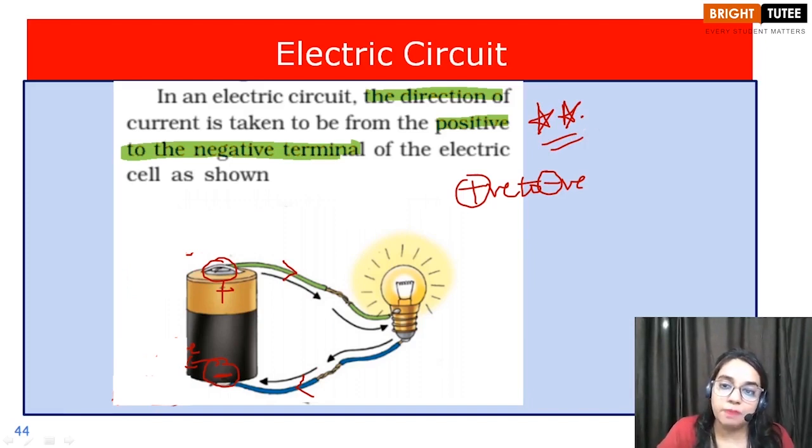So children, if it comes as a 1 marker, you will just have to write that the conventional direction of current is taken from positive to the negative terminal. Whereas if it comes as a 2 marker question, then children, you will have to give this circuit diagram also. Alright, children, you have to give this diagram too in case of a 2 marker question.